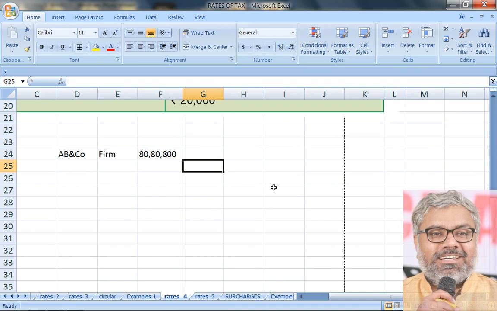Here it is much easier than for individuals. Why? Because there are no slabs. Directly you can calculate. So this is the income. Of course, rounding provisions will apply to anybody. Since it is already rounded, no need for 288A. Directly we can start with direct calculation of tax. What is the tax rate for a firm? That is 30%.